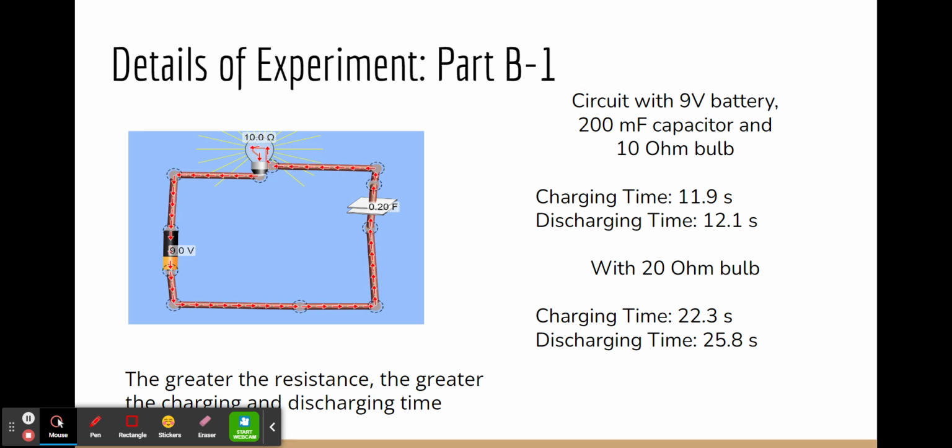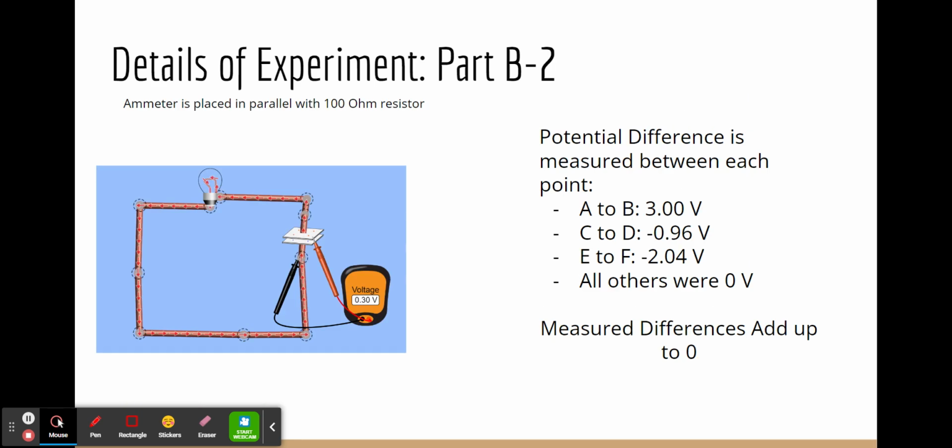The details of part B1: the circuit with the 9-volt battery, the 200 millifarad capacitor, and a 10 ohm bulb. Charging time was 11.9 seconds. Discharging time was 12.1 seconds. It was pretty inaccurate, but the charging time with the second bulb was 22.3 seconds. Discharging time was 25.8 seconds.